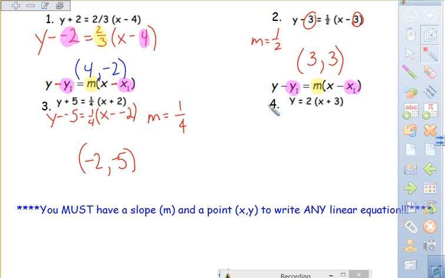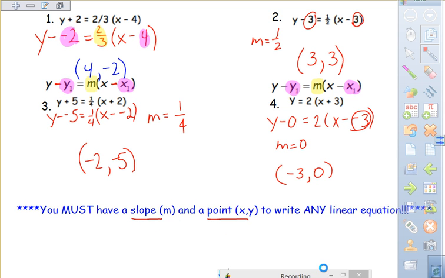Number 4, if I rewrite this equation, I get y minus 0 equals 2 times x minus a negative 3. So my slope is the 2. I pull out a negative 3 for my x and 0 for my y. So to use point-slope form, you must have a slope and a point.